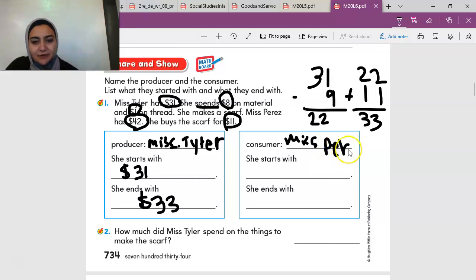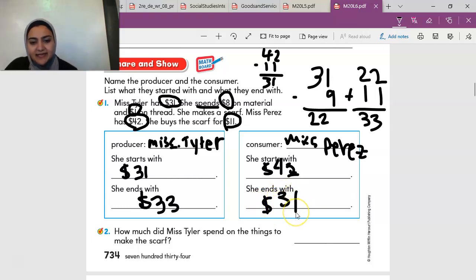How much does Miss Perez start with? Miss Perez starts with $42. How much does Miss Perez end with? If Miss Perez had $42 and she bought a scarf for $11, take away 11, how much does she end with? 2 take away 1 is 1, 4 take away 1 is 3. How much does she end with? She ends with $31, right?